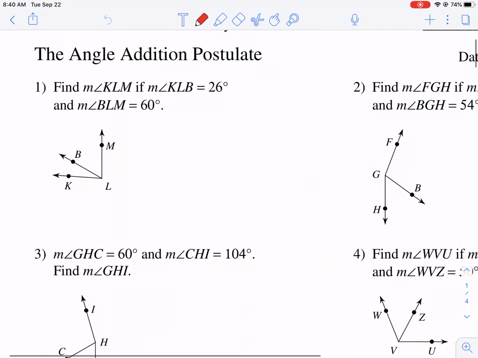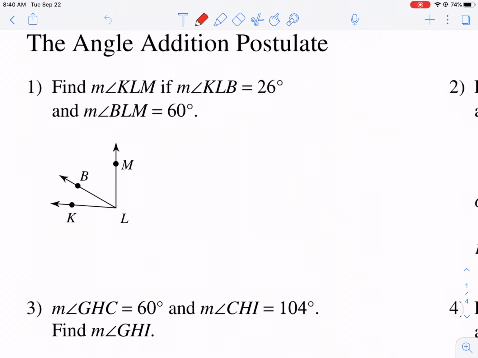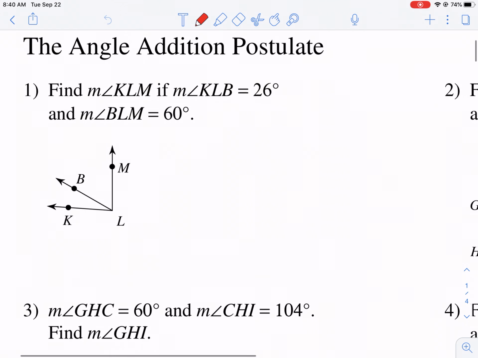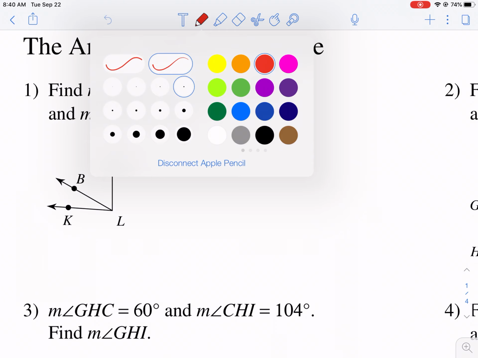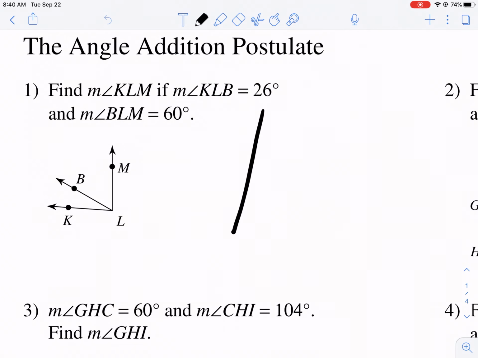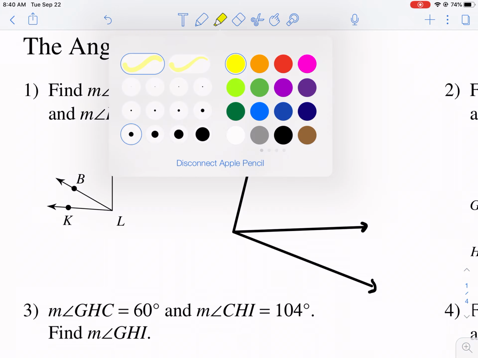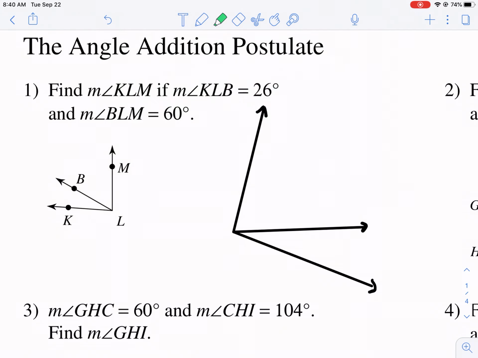Here we have number one, all this stuff about KLM, KLB, BLM. What does this all mean? Well, first thing we should probably do is introduce or review this. I'm not sure if you've seen this stuff yet, so let's go over it briefly. Here's the guiding principle behind the angle addition postulate.